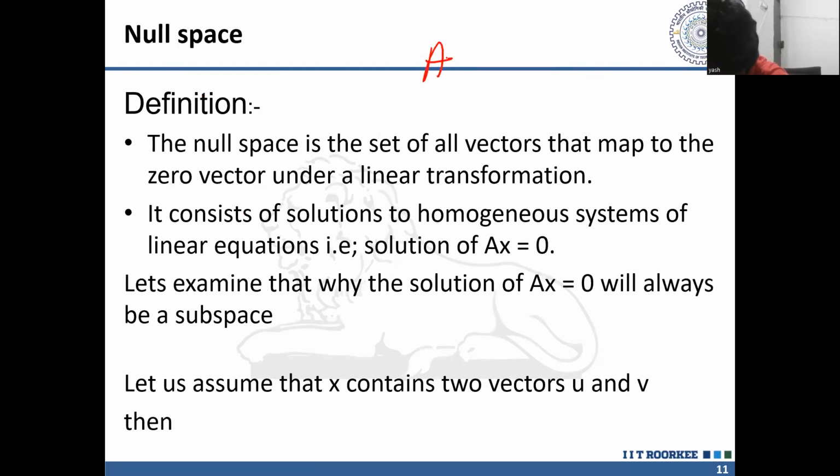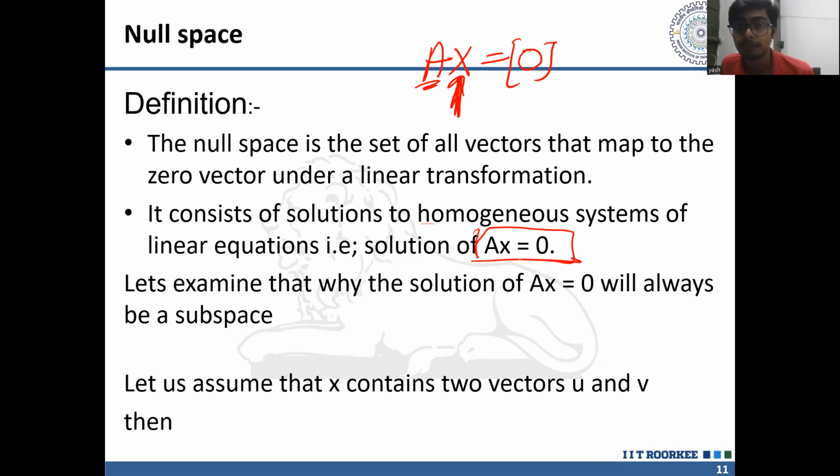It means that, say, a matrix A times x is equal to 0. So all the set of vectors which the linear transformation by matrix A transforms to a null vector, all those vectors comprise the null space. So it is basically the solution of the homogeneous system of linear equations, that is Ax equals 0. So its solution will be the null space.